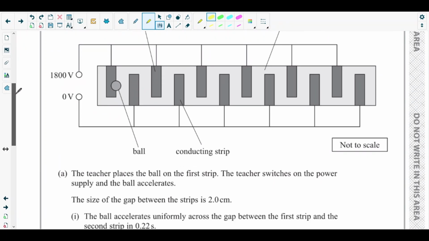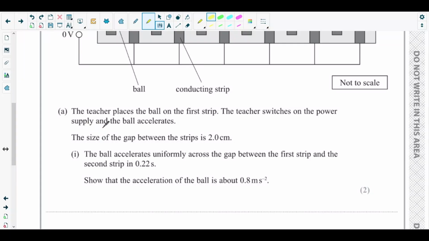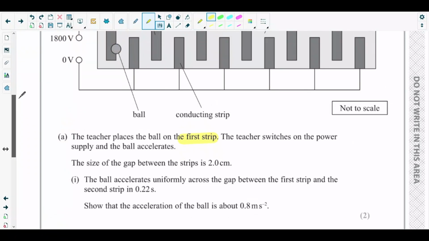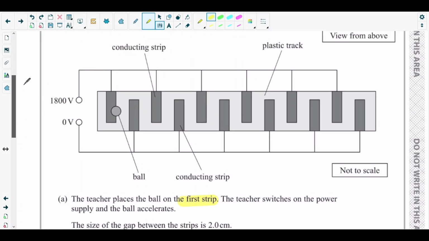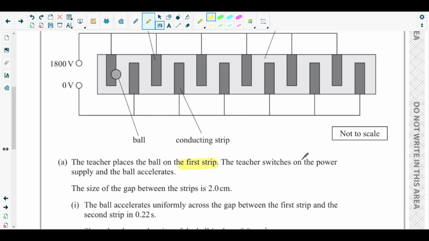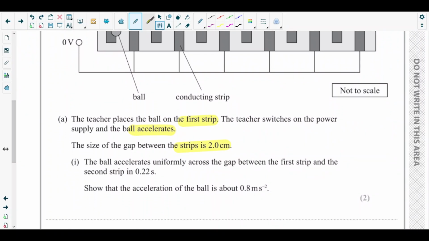Part A is asking, the teacher places the ball on the first strip. We can see the ball has been placed on the first strip. The teacher switches on the power supply and the ball accelerates. The size of the gap between the strips is 2 centimeter. The size of the gap between the strips is given as 2 centimeter.